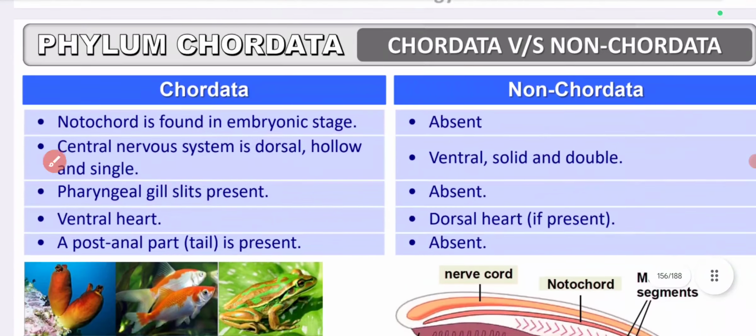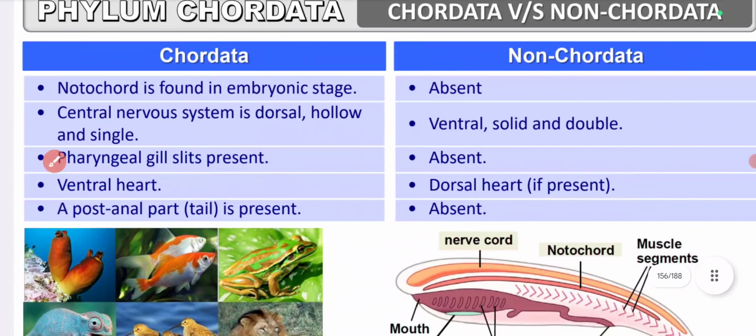Next, differentiate between Chordata and non-Chordata. In Chordata, the notochord is found in the embryonic stage; in non-Chordata, it is absent. In Chordata, the central nervous system is dorsal, hollow and single. In non-Chordata, it is ventral, solid and double. In Chordata, pharyngeal gill slits are present; in non-Chordata, they are absent.